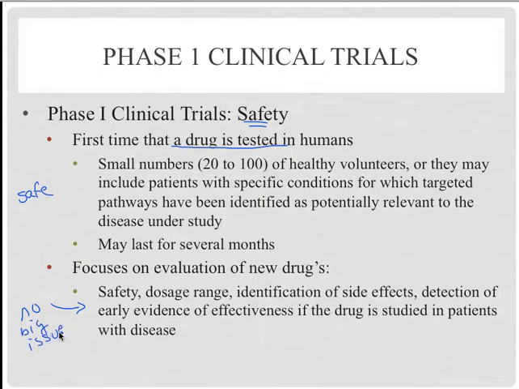Okay, so in this first phase, there's a small number of healthy volunteers, or they may include patients with specific conditions for which the targeted pathways have been identified as potentially relevant to the disease that's under study. This phase can last several months. And what the companies do is they focus on the safety, the dosage range, the idea of any side effects, and the detection of early evidence of the effectiveness.